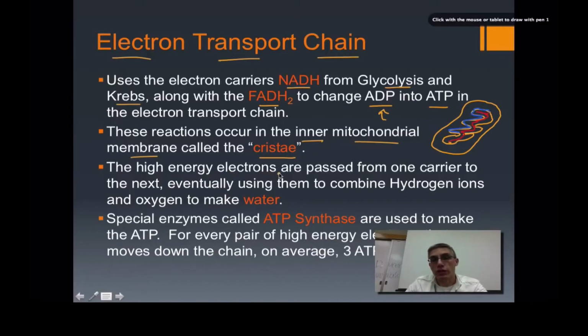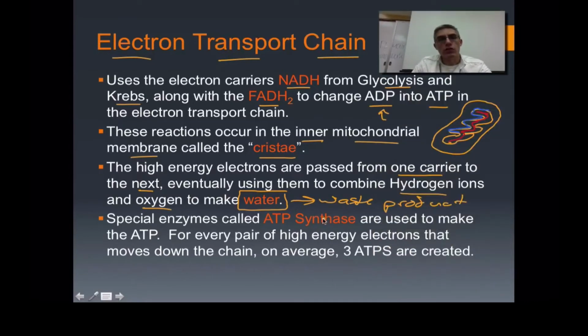Now it says the high energy electrons are going to be passed from one carrier to the next, eventually using them to combine hydrogen and oxygen to make water. So one of the waste products in this process is going to be water. So water is considered a waste product. All right. Now there's going to be a special enzyme called ATP synthase, which is going to be used to help produce that ATP. So for every pair of high energy electrons that actually moves its way down the electron transport chain, on average we will get about 3 ATPs that are going to be created from this process.